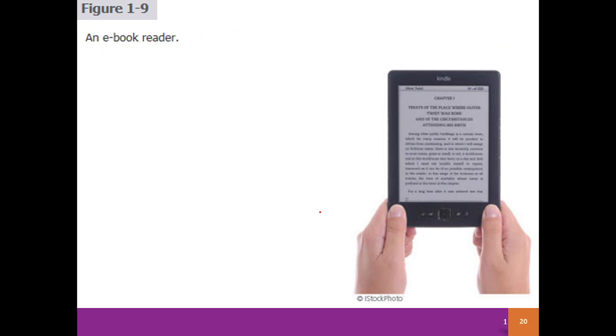This is an ebook reader. It is, I guess, an image of a Kindle. Kindle was introduced by Amazon. So I hope you have heard the name Amazon. It is an e-commerce website where people basically buy and sell things.